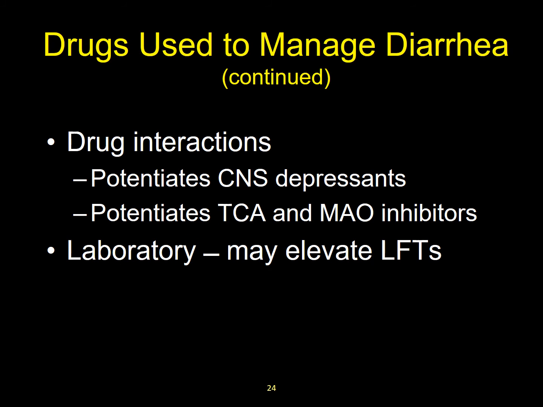And because anticholinergics do suppress the central nervous system, they will interact with other drugs that are central nervous system depressants, like sleepers or alcohol or anything like that. They can potentiate tricyclic antidepressants and MAO inhibitors. These are drugs that we talked about, I believe, for use in depression. And they might elevate liver function tests, but pretty much every drug can potentially do that.